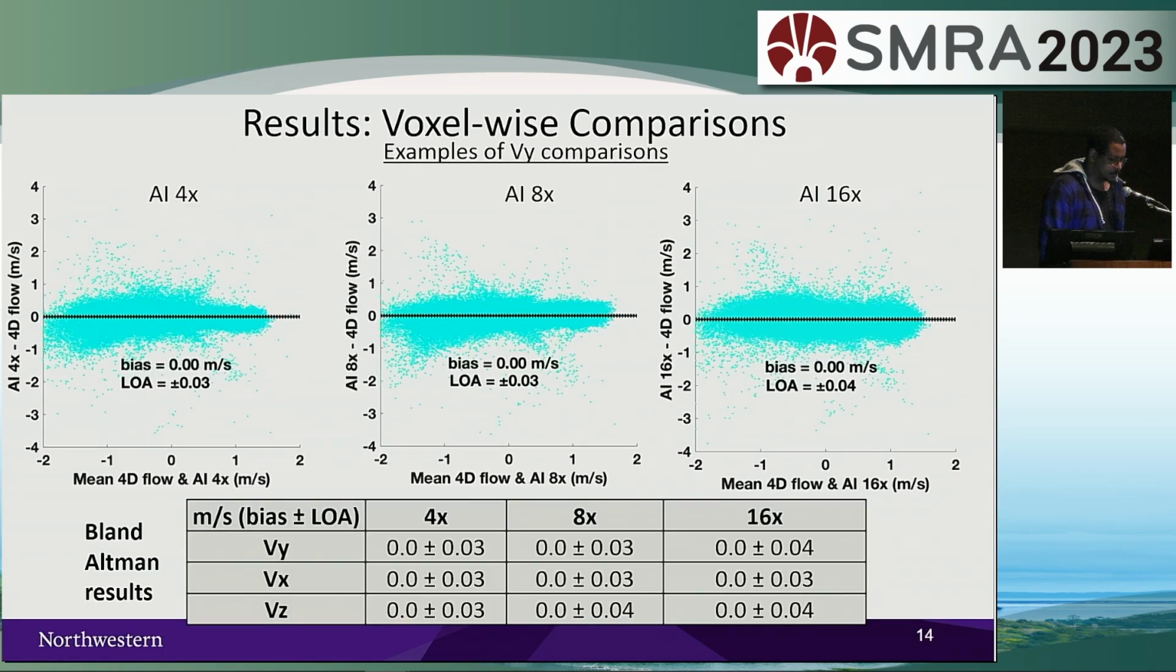For voxel-wise comparisons, the Bland-Altman plots of the Vy comparison are provided here, but the table below provides the bias and the limits of agreement for each velocity direction across all data sets. And in general, we saw excellent agreement with the bias of 0 meters per second and limits of agreement between 0.03 to 0.04 meters per second across all upsample data sets.